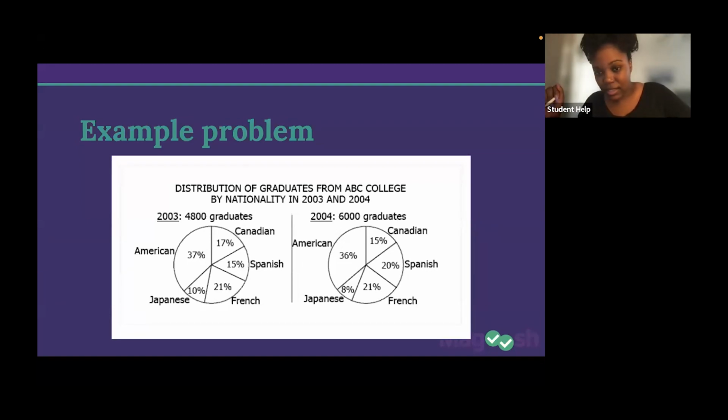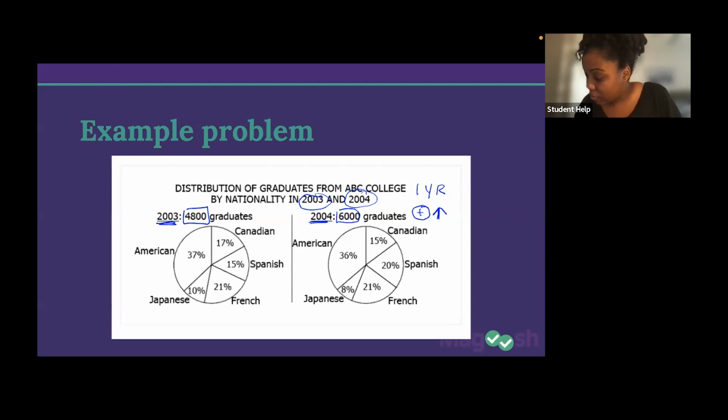All right. So here we have another graph, and I'm going to mark it up. I noticed distribution of graduates from ABC College by nationality in 2003 and 2004. Concrete numbers matter. So I'm noticing there's 2003, 2004. There's 1 year between it. So I'm just taking note of that. I noticed that there are fewer students in 2003 than in 2004. So that's a positive increase, right?